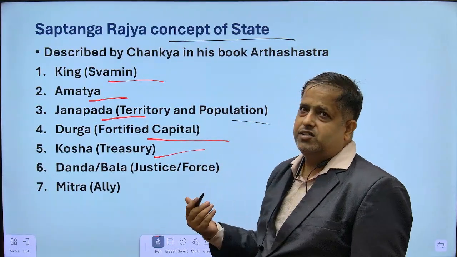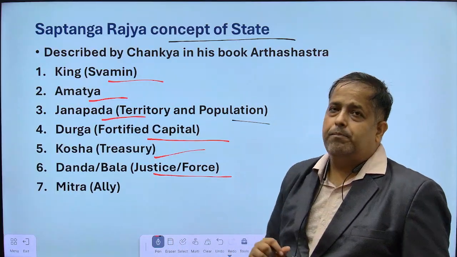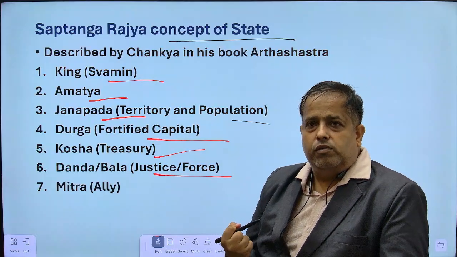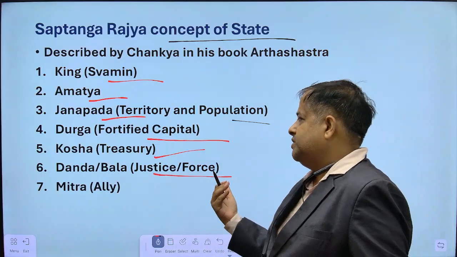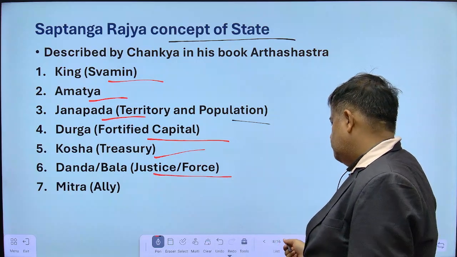If you have a strong treasury, then you have a strong state also. Then Dandabala, because beta, some people will listen to you only when there is punishment. So the concept of punishment they also used. And Mitra means ally state or friend state.